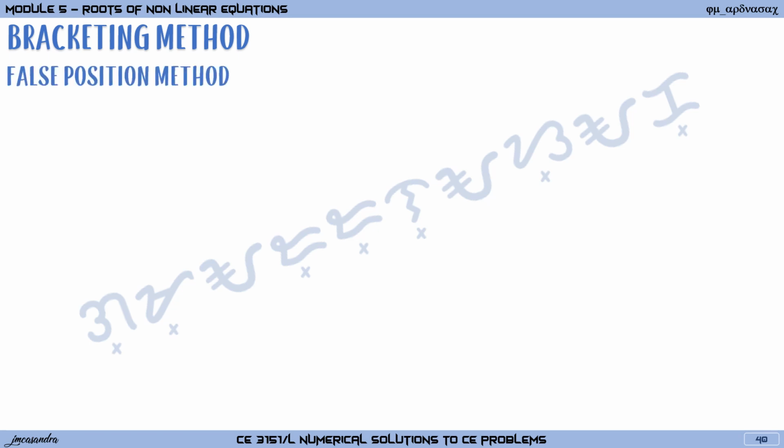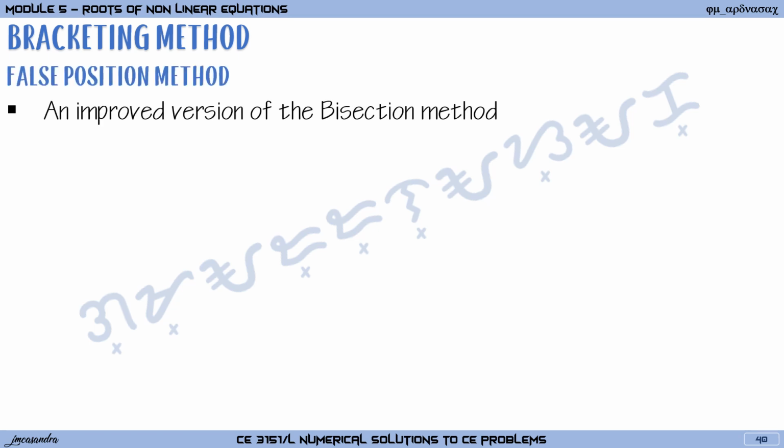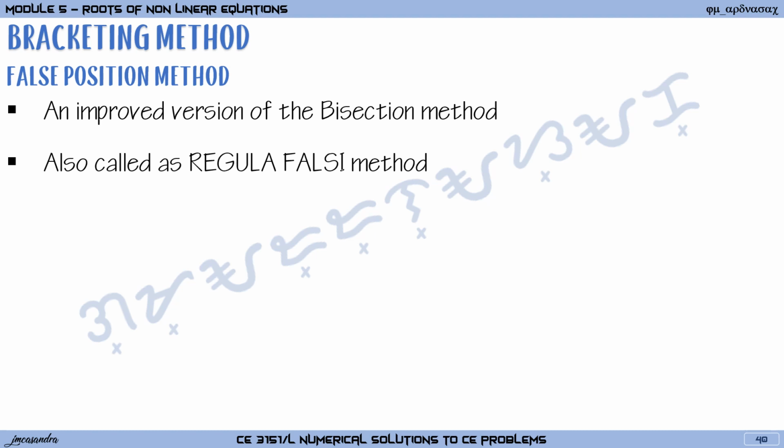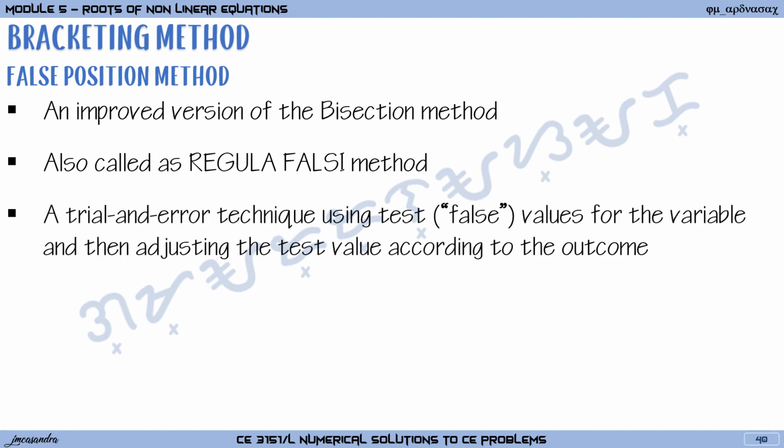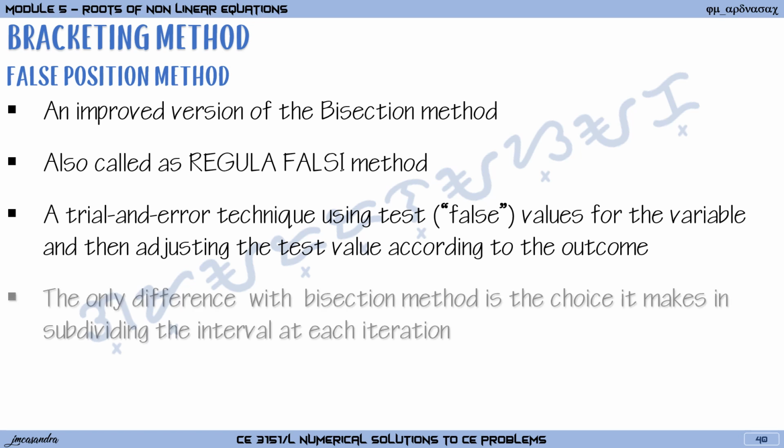For the bracketing method, the false position method is an improvised version of the bisection method that we just discussed in the previous lecture videos. This is also known as the regula falsi method, a trial and error technique in which we use a test or a false value for the variable, and we adjust the test value according to the outcome of our procedure.